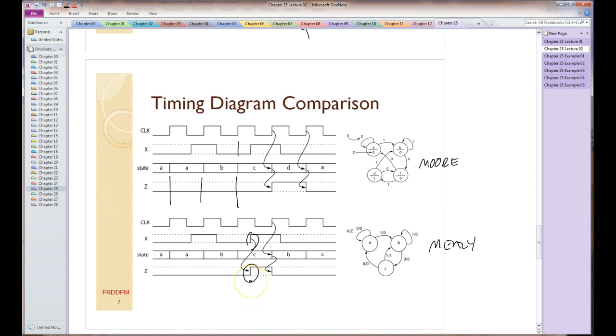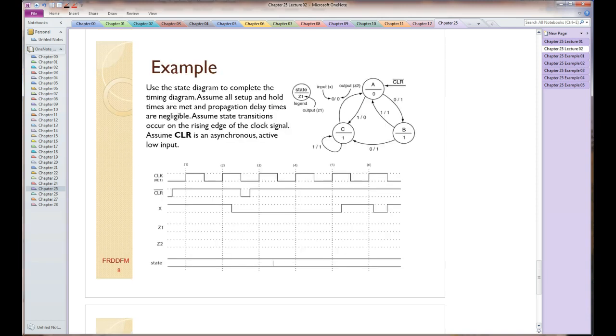The issue is, in real life, that's indicative of the fact that output can change faster in a Mealy machine than it can in a Moore machine. So more on that later. The important thing is to realize the differences between a Mealy and a Moore machine in the context of timing diagrams. Here's an example problem.